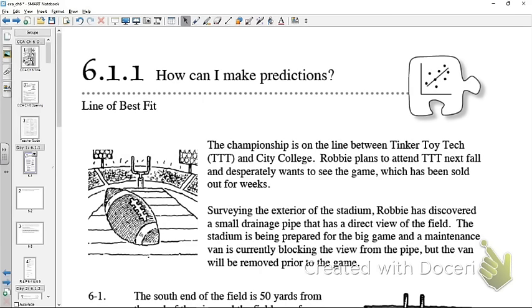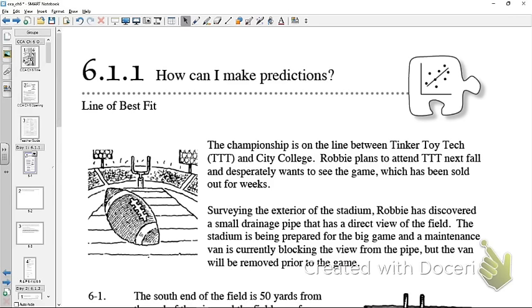The championship is on the line between Tinker Toy Tech and City College. Robbie plans to attend TTT next fall and desperately wants to see the game, which has been sold out for weeks. Surveying the exterior of the stadium, he discovered a small drainage pipe that has a direct view of the field. The stadium is being prepared for the big game, and a maintenance van is currently blocking the view from the pipe, but the van will be removed prior to the game.